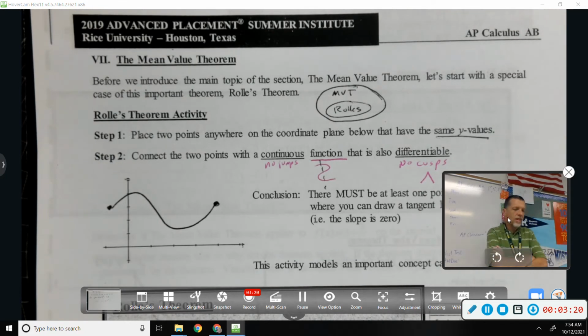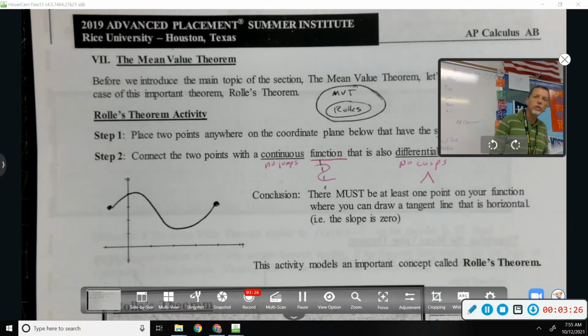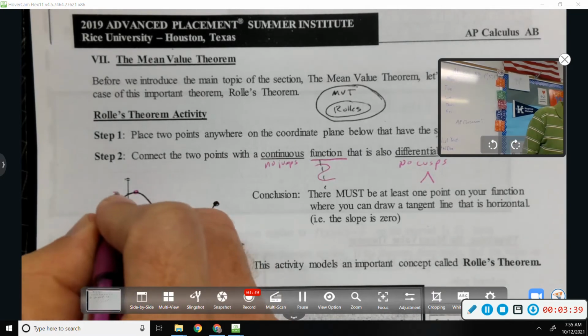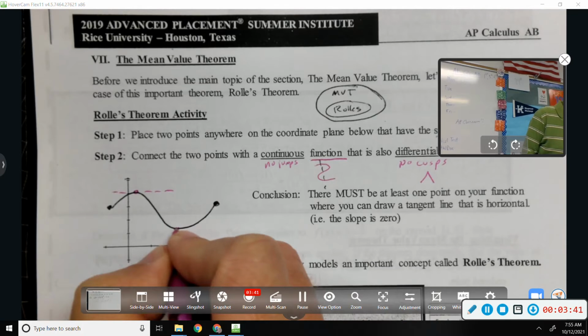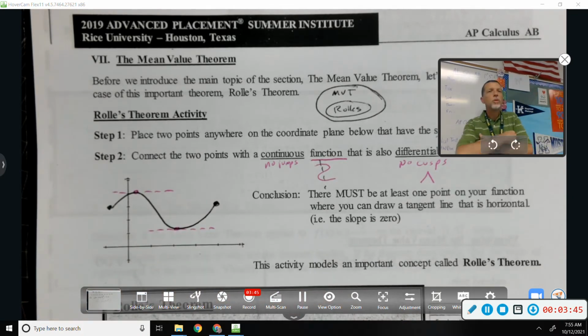Conclusion. We're already on a conclusion here. There must be at least one point on your function where you can draw a tangent line that is horizontal. So there should be at least one spot where you can draw a horizontal tangent line. I happen to have 2. If you got crazy, you might have 3, 4, or 5.